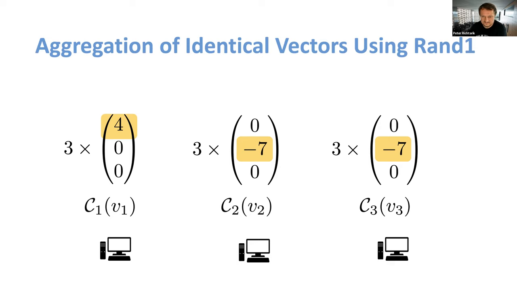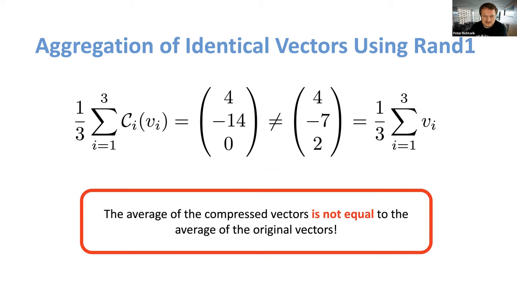So if we do this, then let's look at the quality of the average of these compressed vectors. You look at the average of these compressed vectors and you get the vector 4, minus 14, 0, which is not the average of the original vectors, which is 4, minus 7, 2, which is what all the VIs were to begin with. So this comes really from the randomness embedded in these compressors. But of course, we actually could do better by being smarter.